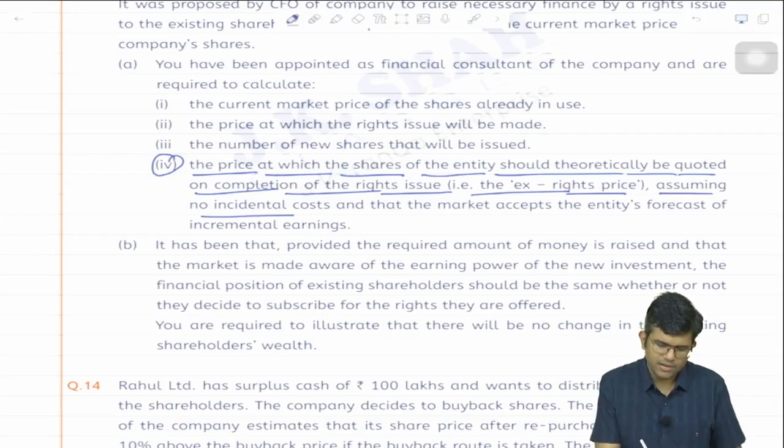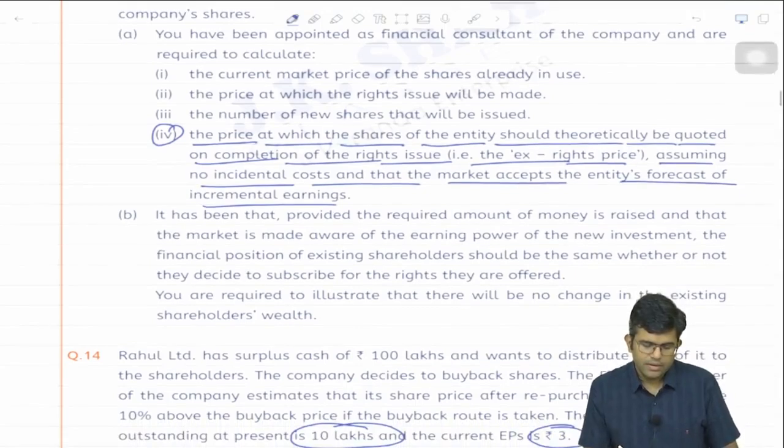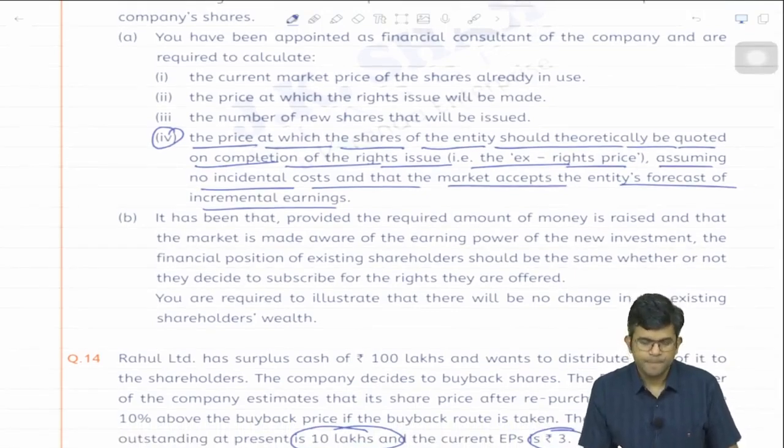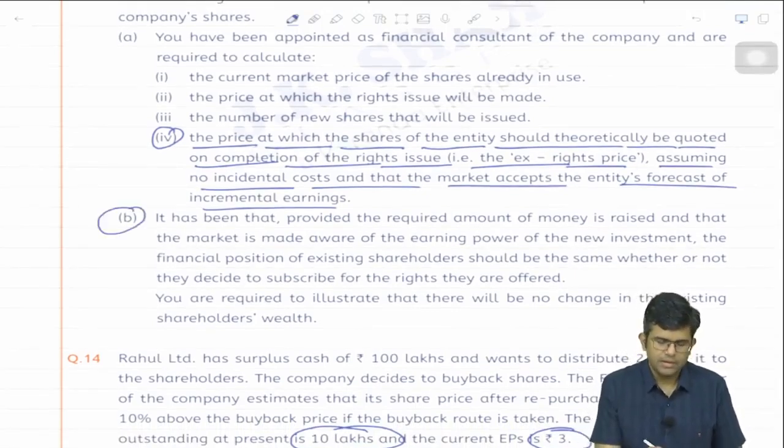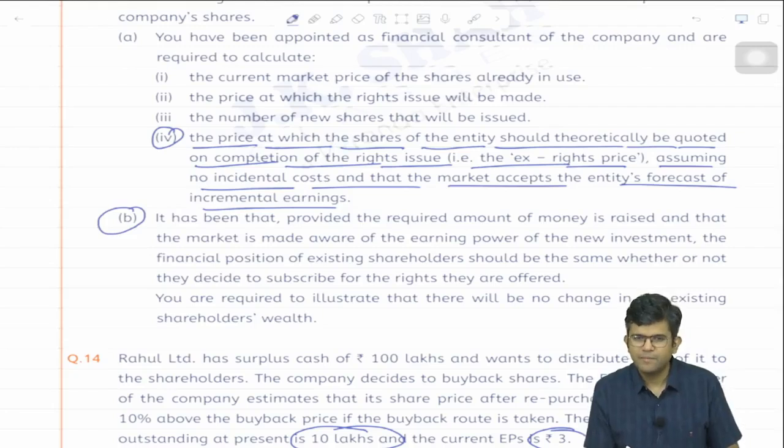Assuming no incidental costs and that market accepts the entity's forecast. Okay. Now, sir, it was so simple. Why are you panicking so much? No, I'm not. I didn't even tell you whether that answer was right or wrong.